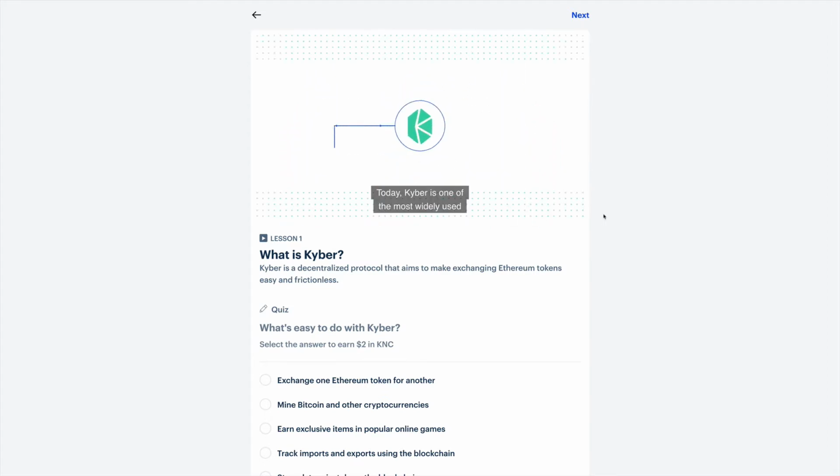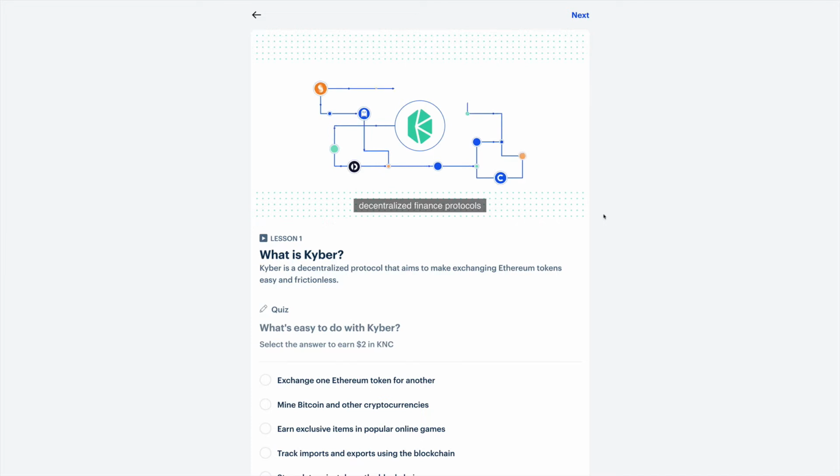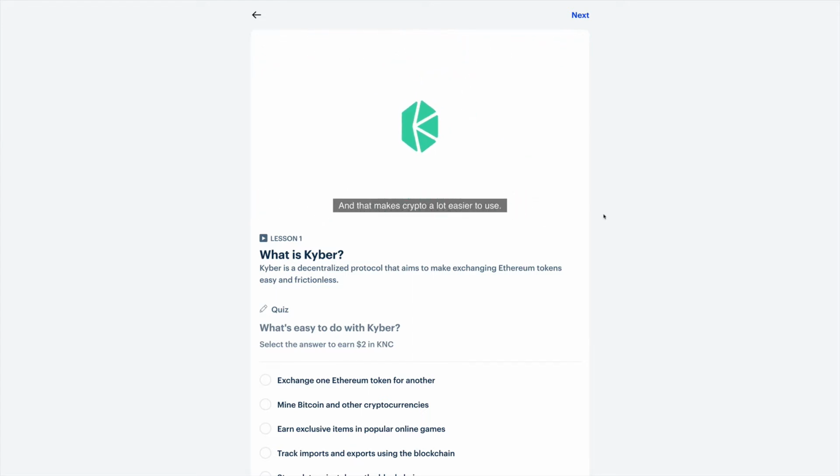Today, Kyber is one of the most widely used decentralized finance protocols on the Ethereum blockchain. It can make exchanging tokens fast and simple, and that makes crypto a lot easier to use.